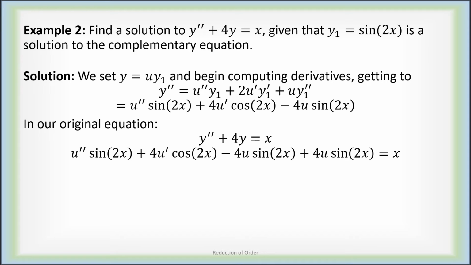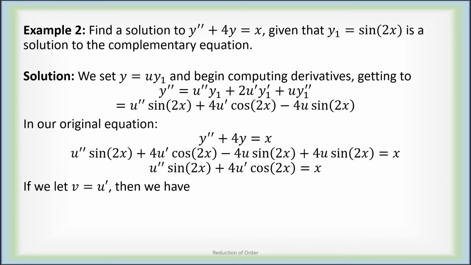And now we group these according to what derivative of u we have. And of course, what should happen if you've done this correctly is all of your u's vanish. And here they have. We had 4u sine of 2x and a minus 4u sine of 2x. So those canceled out. At this point, we let v equal u prime and rephrase it in those terms. So I have sine of 2x v prime plus 4 cos of 2x times v equals x.